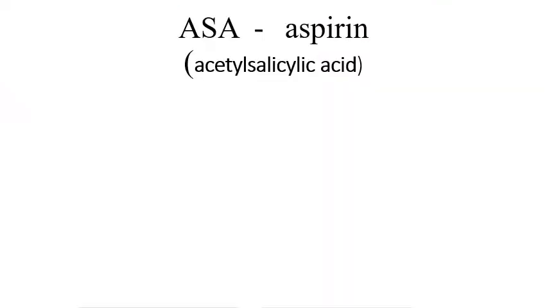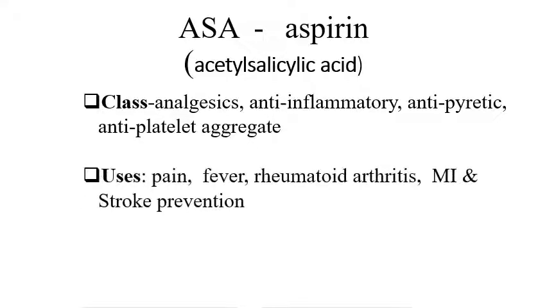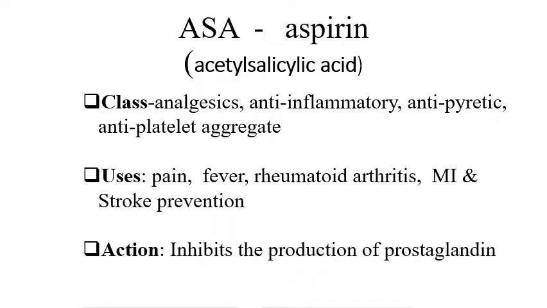So let's start with acetylsalicylic acid. That's a mouthful. Aspirin. That's been around since the late 1800s. It's considered an analgesic. It's also an anti-inflammatory, antipyretic, and antiplatelet aggregator. It's used for pain, arthritis, and stroke and myocardial infarction prevention by some physicians. And it acts, as you remember from the previous slide, by inhibiting the production of prostaglandins. So it's a non-selective COX-1 and COX-2 inhibitor.